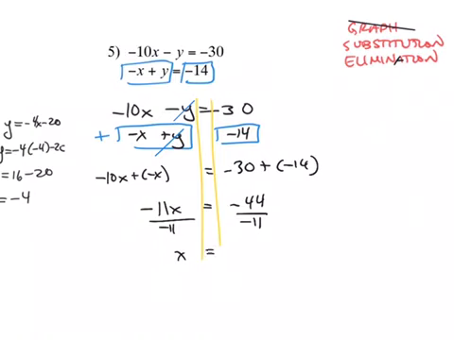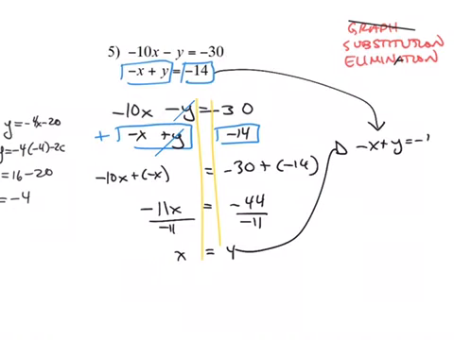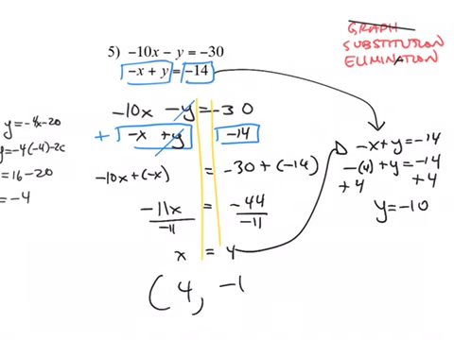So x is equal to 4. Now I need to pick one or the other of my equations. I'm going to use this one: -x + y is equal to -14. And using the solution I already got for x, which is 4, I can now plug in 4 for x, and that gives me an equation with y in it, and I can solve that equation for y equals -10. My solution is (4, -10).